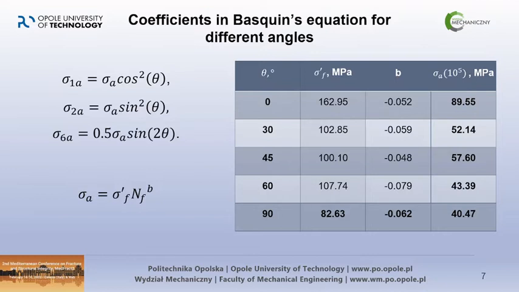Using the data, we were able to determine the coefficients used in the Baskin's equation, and for each angle of cutting specimen, we presented it in this table on the right. In all of the cases, we used the number of cycles 10 to the power of 5. Of course, some data were for more cycles, but to have comparable data, we used in all of the examples the 10 to the power of 5 number of cycles.